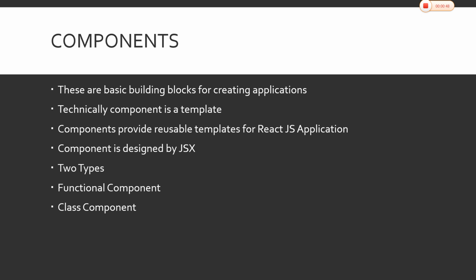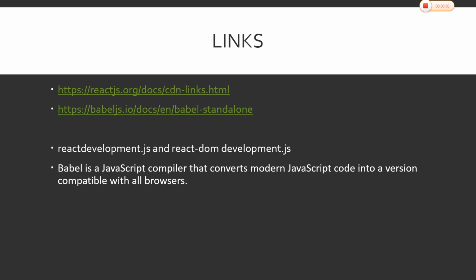To demonstrate the components, I have used two script files, one for Babel and another for React development.js and React DOM development.js. The use of these scripts will be seen in the later programs on functional and class components. Babel is a JavaScript compiler that converts modern JavaScript code so that it is suitable for all the browsers. For example, if I define a button, it will directly provide the features of the button, that is, it will display as a regular button.